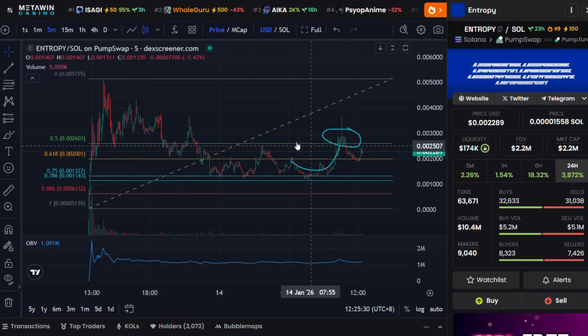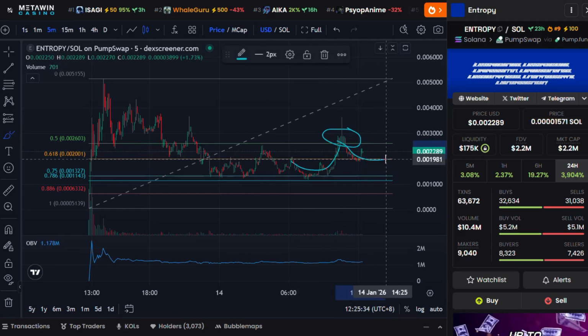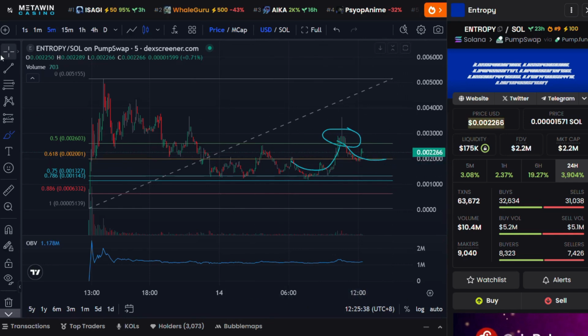Since that rejection, price has retraced and is now finding support around the 0.618 Fibonacci level, which is another important reaction zone within the range.